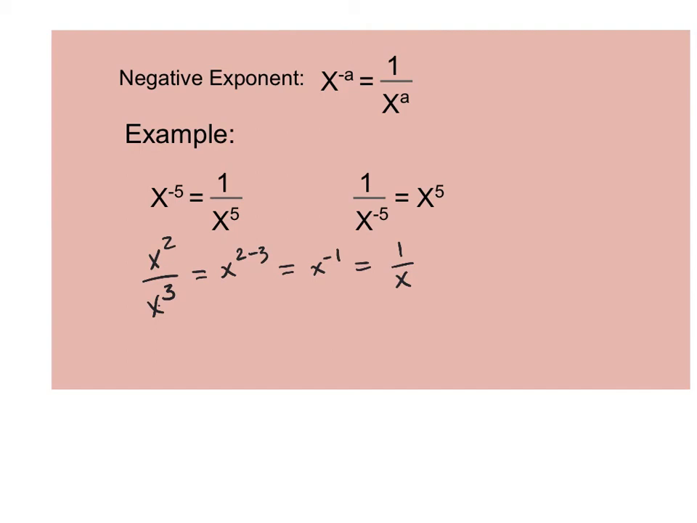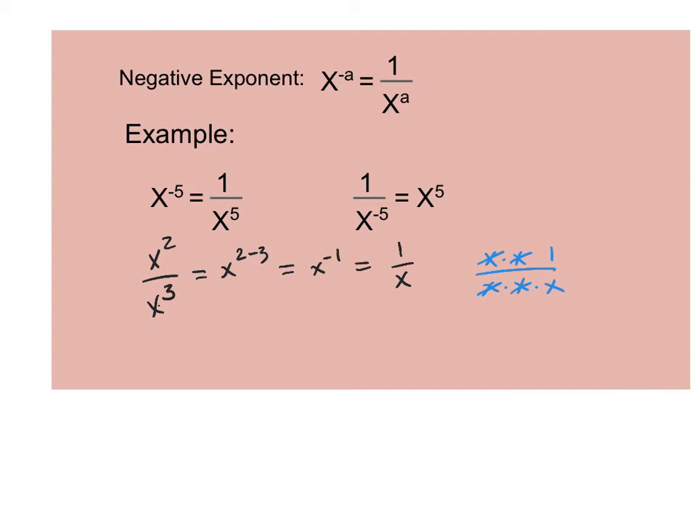And that makes sense, because if you look at what x squared over x to the 3rd means, it means x times x over x times x times x. So if you were to cancel out your x's, that would just leave you with 1 over x. So it kind of makes sense that you should do it that way.